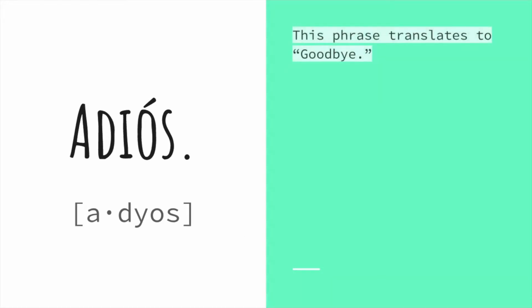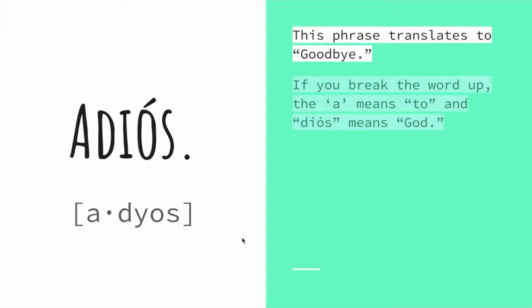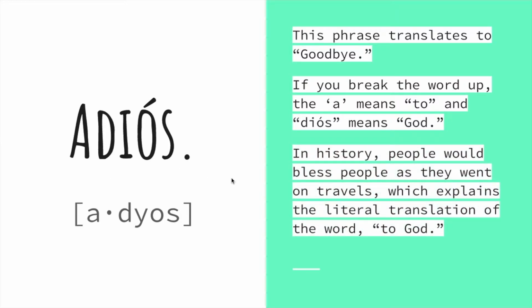And then here we're talking about closing a conversation. We have the word adios. Repitan, adios. This phrase translates to goodbye. If you break the word up, this a means to, like the direction. I'm going to the store. And then Dios means God. And historically, when people would leave to go on a trip, people would give them a blessing. They wanted them to have safe travels. And so that explains why the word goodbye translates literally into to God. Okay?